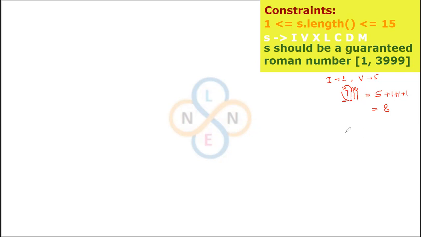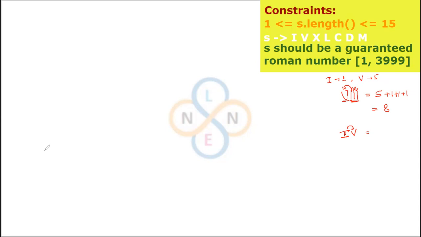In a simpler way, if you take IV, what's the meaning? The next character, the Roman number, is bigger than the first one. In that scenario, we have to subtract it. That's the only point I'm trying to convey. If it is less than or equal, we add it, and if it is greater than, we subtract. Based on this, we are going to build the logic.